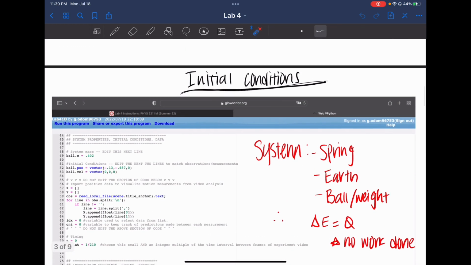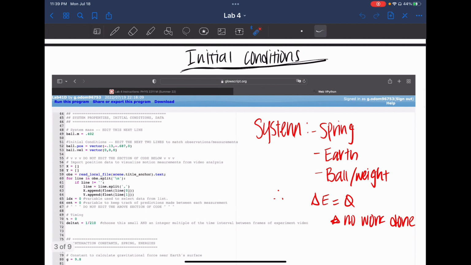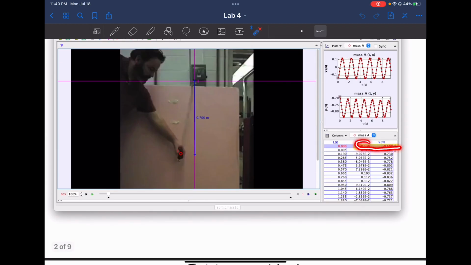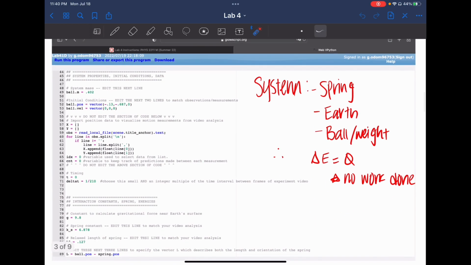But the initial conditions were that the mass on there was 0.402 kilograms, and I got this data right here from Tracker. As you can see here, that was the X, that was the Y, and put that into the position, so where it started, and then since we started at rest, there was no velocity.